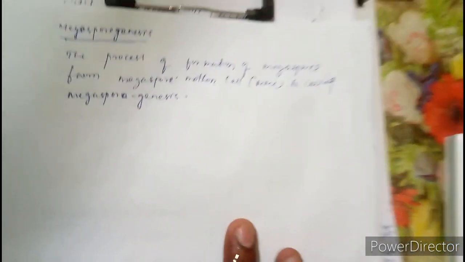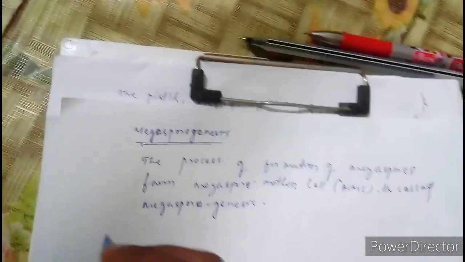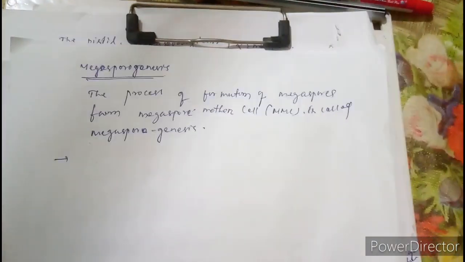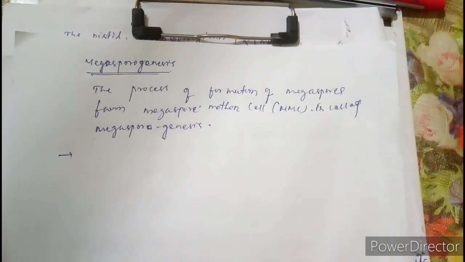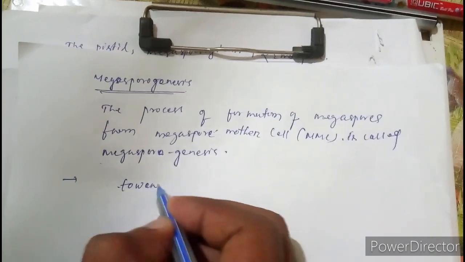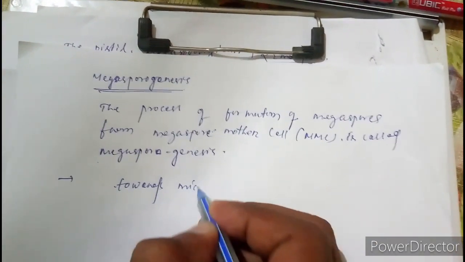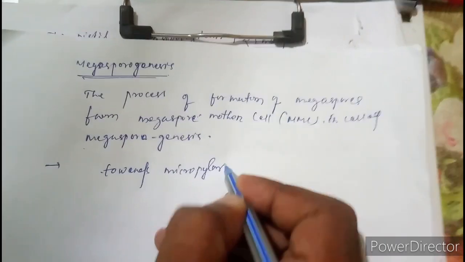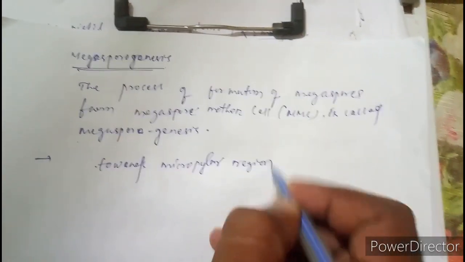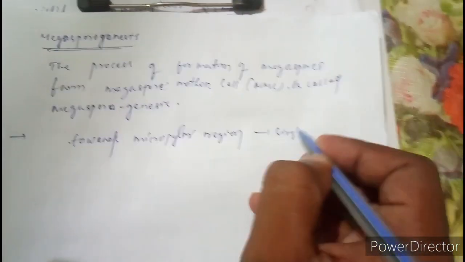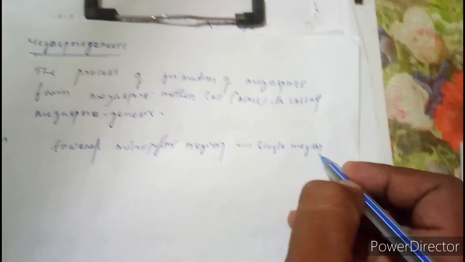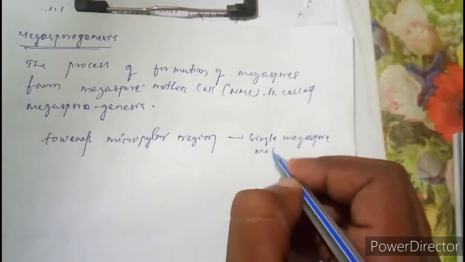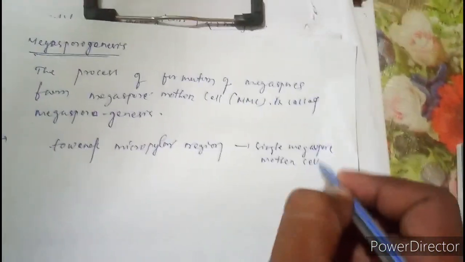Inside the ovule, a single megaspore mother cell is developed towards the micropylar region. A single megaspore mother cell develops.